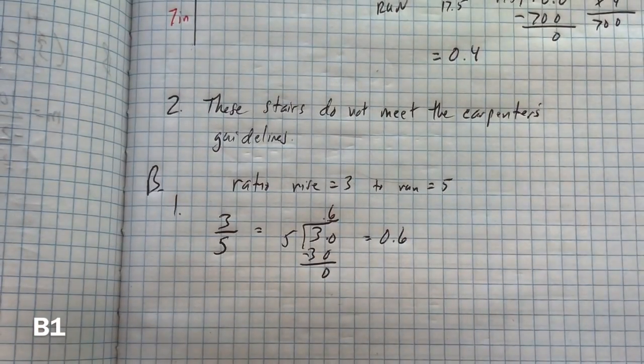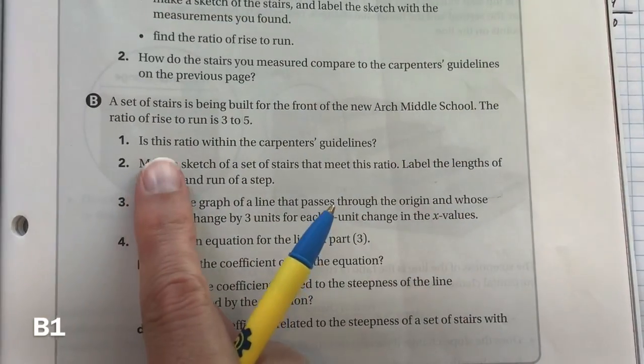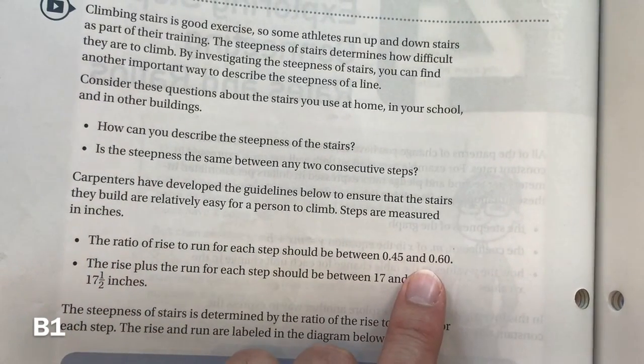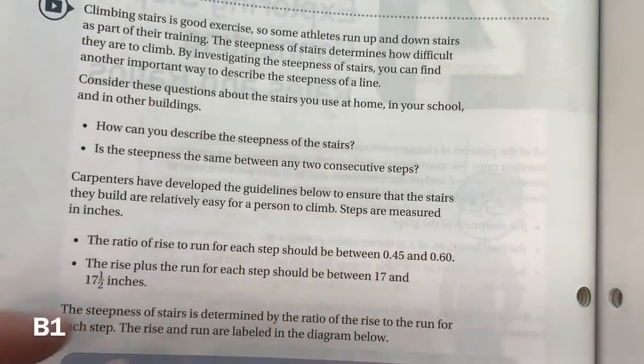And so the question is, is this ratio within the carpenter's guidelines? And over here, it can be in there. It should be between there. It's right at it. It's a little bit on the border. It's not quite between, but it's there.